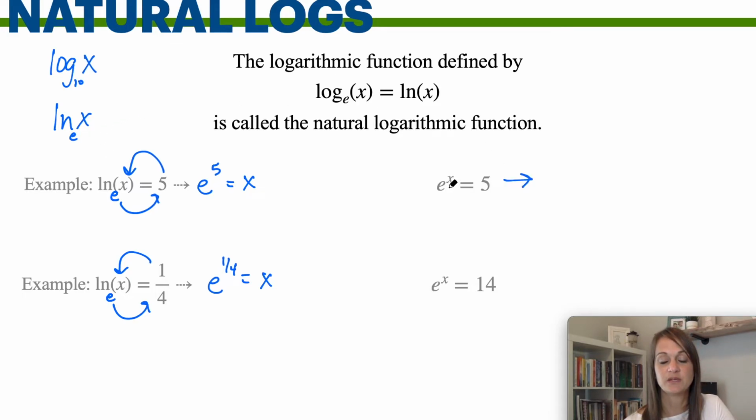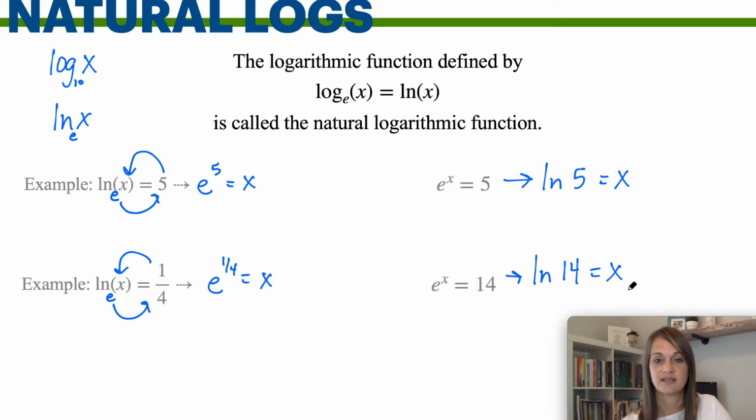From exponential back to natural log as well. So you would say the natural log of 5 equals x. Again, it's because it's an understood e raised to the x, which it was, and that equaled 5. And then the next one, same thing. It would be natural log of 14 equals x.